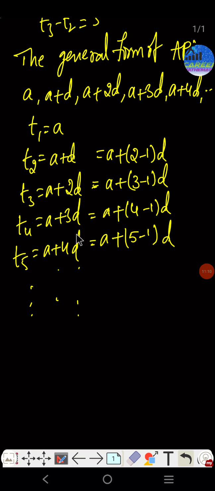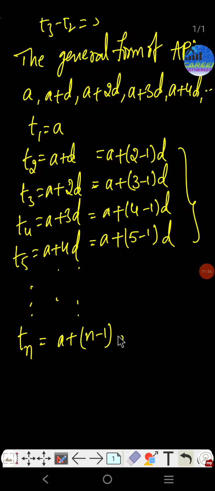Now if you observe all these patterns, for T2 the general form is A plus 2 minus 1 into D. T3: A plus 2D, but 2 we can write as 3 minus 1, into D. T4, 4 minus 1 into D. T5, 5 minus 1 into D. Like that. How to find the nth term of an AP? Tn is equal to A plus, here since n is there, n minus 1 into D.